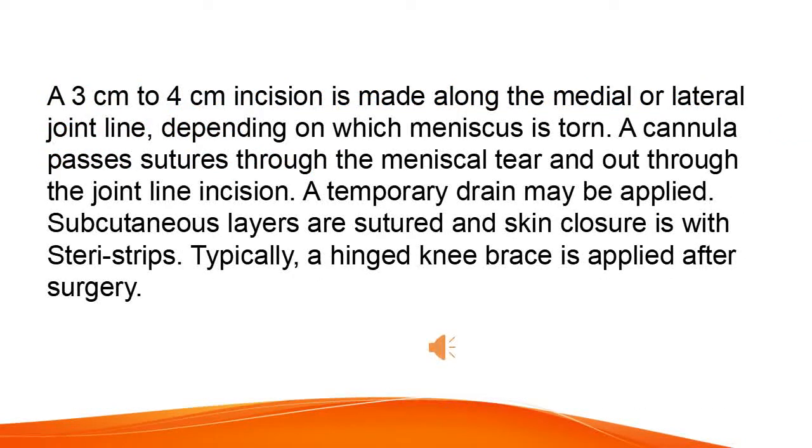A 3 cm to 4 cm incision is made along the medial or lateral joint line, depending on which meniscus is torn. A cannula passes sutures through the meniscal tear and out through the joint line incision. A temporary drain may be applied. Subcutaneous layers are sutured and skin closure is with strips. Typically, a hinged knee brace is applied after surgery.